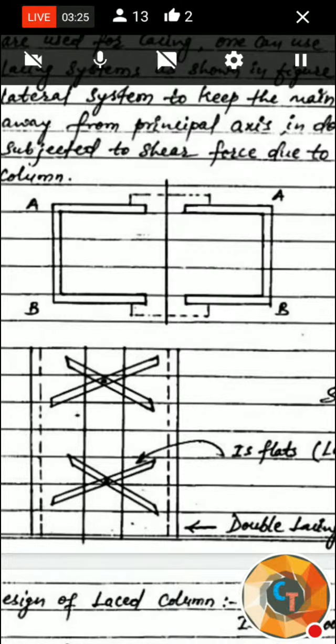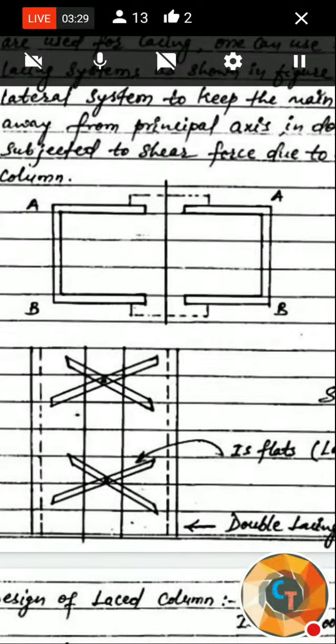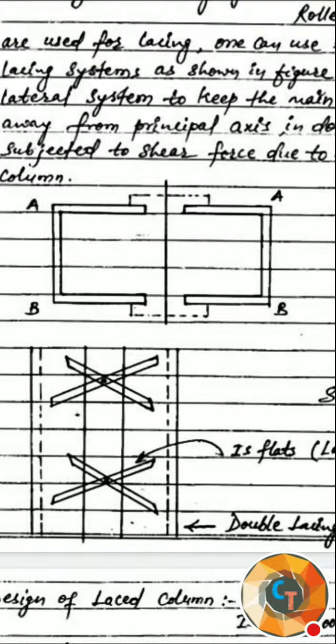Here is what happens on either side: AA and BB are faces. Whatever the member arrangement in BB, that should be reflected the same in AA. There should not be any difference. Suppose it is at 45 degrees, that should also be 45 degrees on the other side. If it is in one direction, the other should be the same. The direction of the lacing member on the other side should be the same.